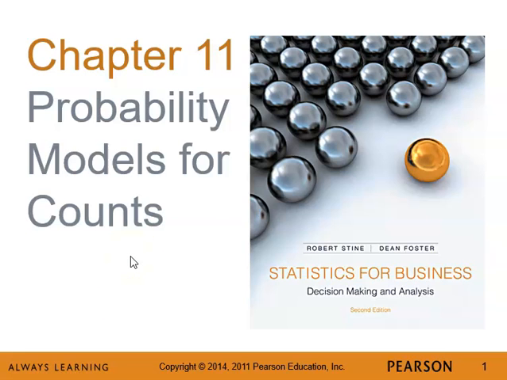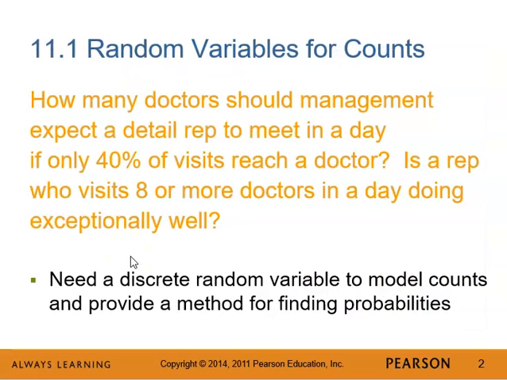Alright, so let's start with the first slide. We're talking about random variables for counts. This is an example in the book. How many doctors should management expect a detail representative to meet in a day if only 40% of visits reach a doctor? Is a rep who visits 8 or more doctors in a day doing exceptionally well? To answer this type of question, we need to use random variables for counts.